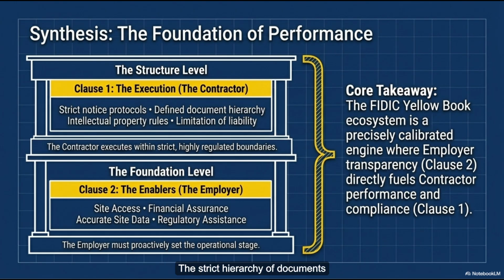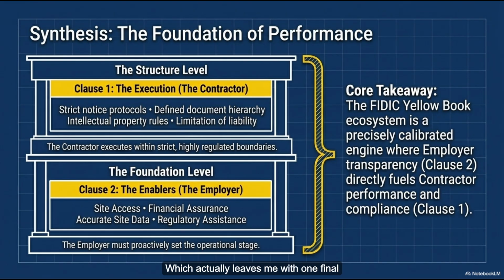Right. The strict hierarchy of documents resolving inevitable contradictions. The militant formatting of notices forcing issues out into the light immediately. The careful parsing of words like no objection to prevent the accidental transfer of liability. Exactly. And the mutual financial transparencies that keep scope creep from destroying the entire enterprise. Every single mechanism is designed to channel human unpredictability into a manageable process.